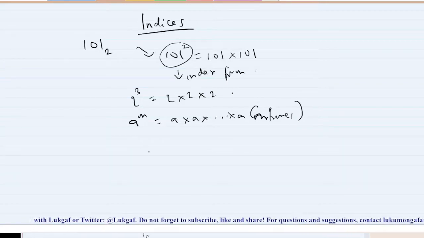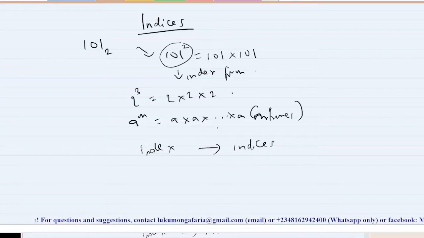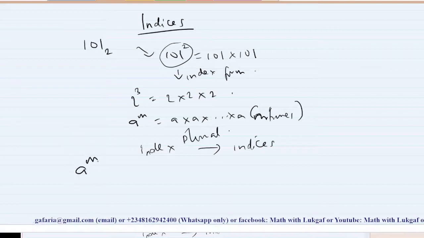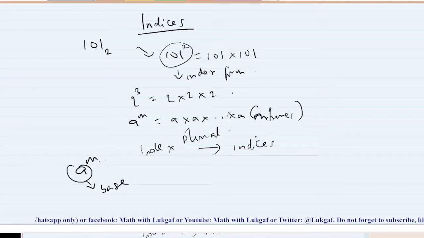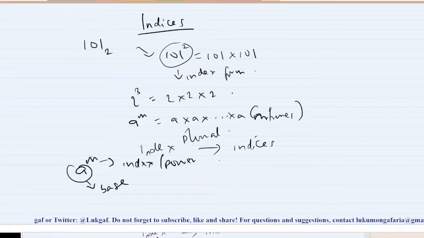Note that the plural form of index is indices. And it is very simple. When you have a raised to m, then a is said to be the base, and m is called the index or power. So in essence, a raised to m can be pronounced as either a raised to the power m, or a index m, or a superscript m.